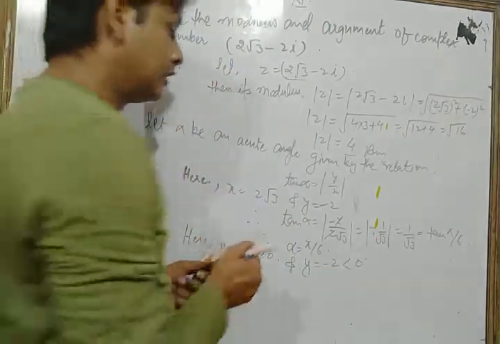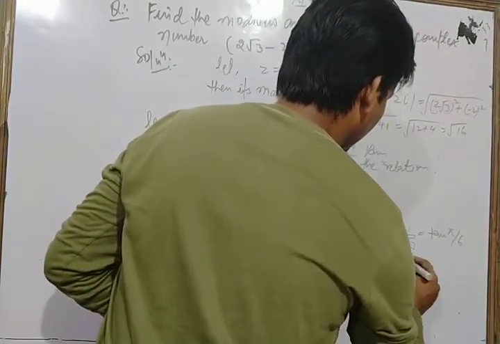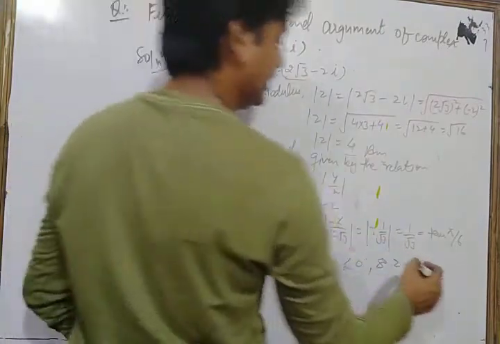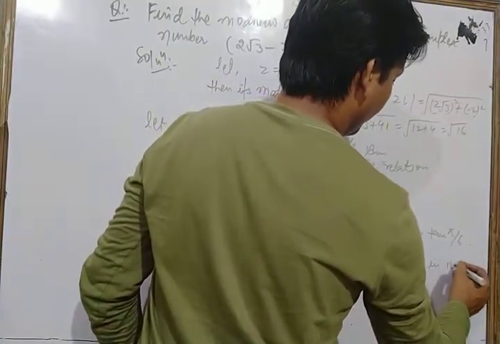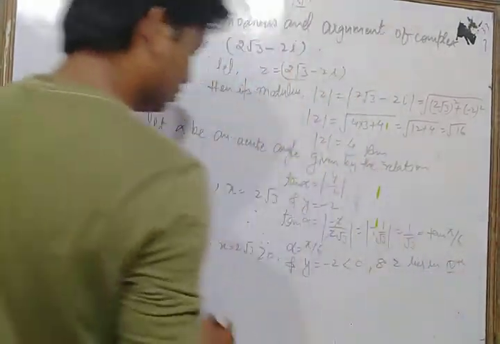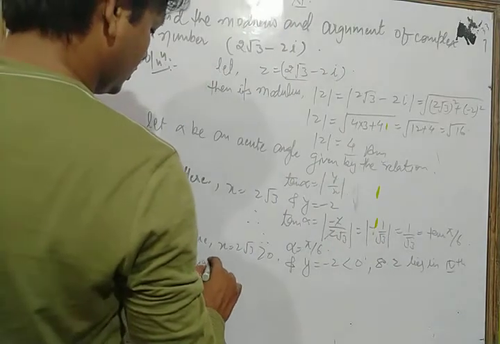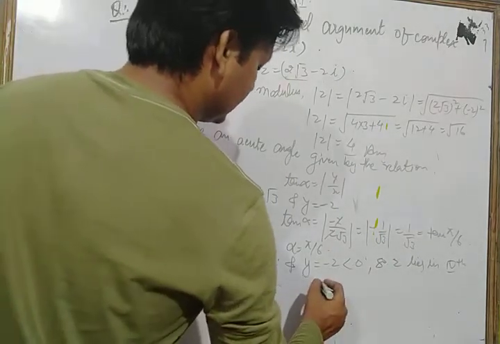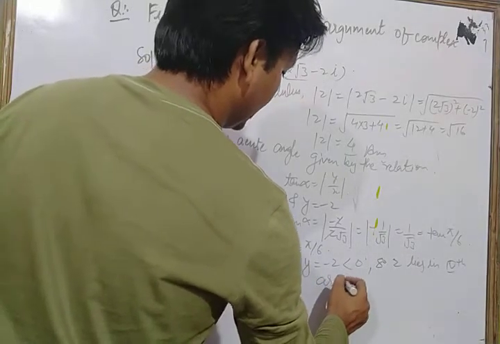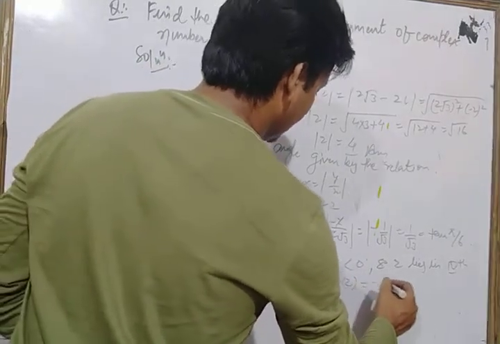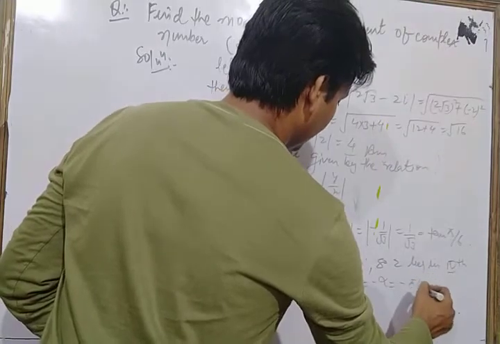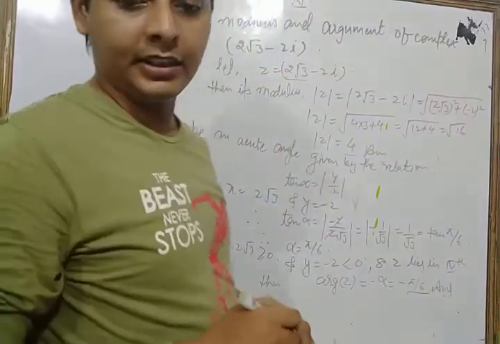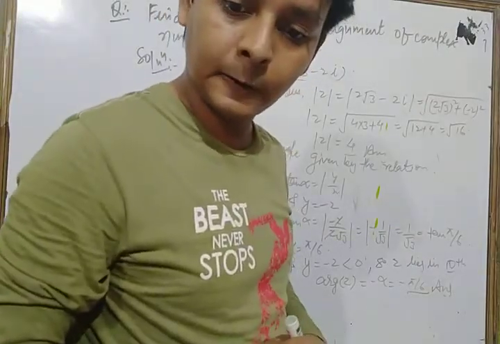So dear students, the complex number z lies in the fourth quadrant. Then the argument of z will be minus alpha, that is minus pi by 6. This is your final answer. Let's see its answer, dear students.